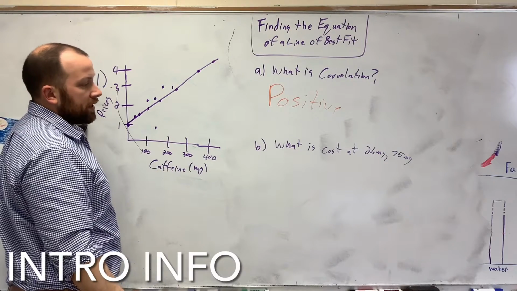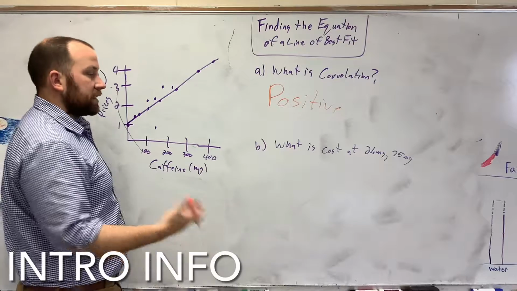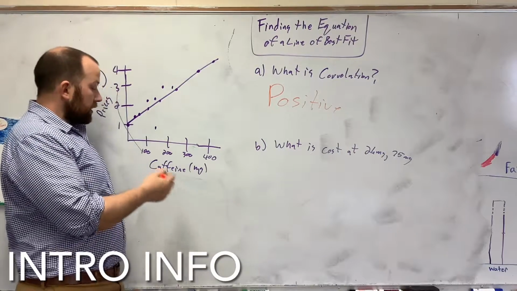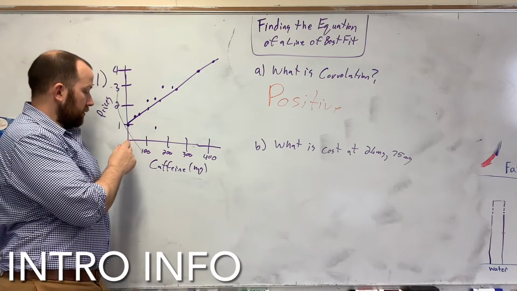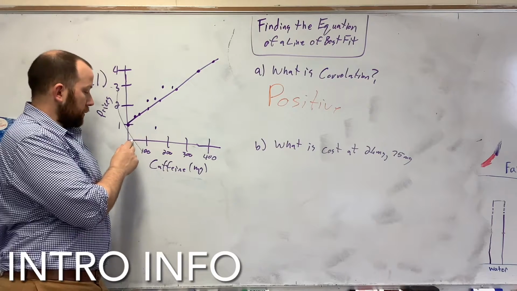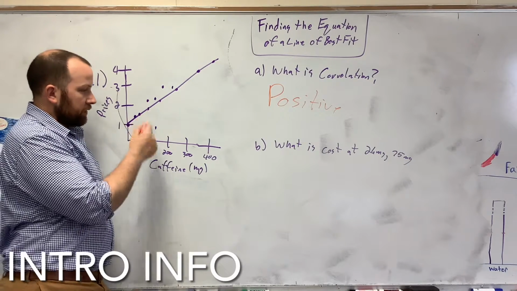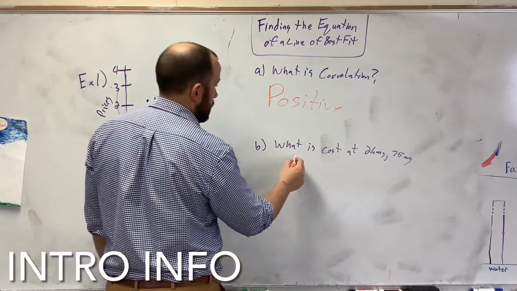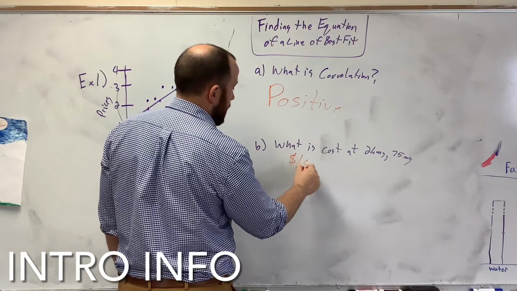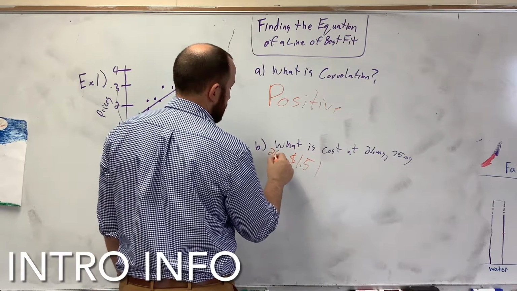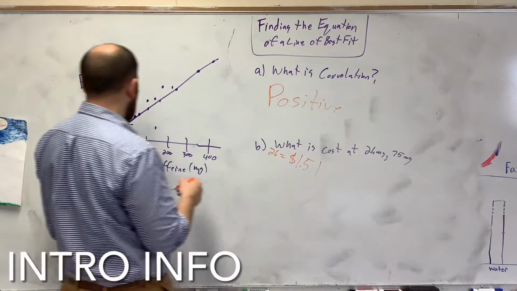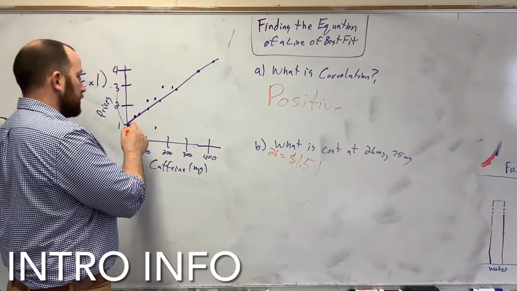So what is the cost at 26 milligrams of caffeine and 75 milligrams of caffeine? So this is where you just have to basically estimate. So 26 is about here. We'll guess the 26 is about $1.55. This isn't the most accurate graph in the world.